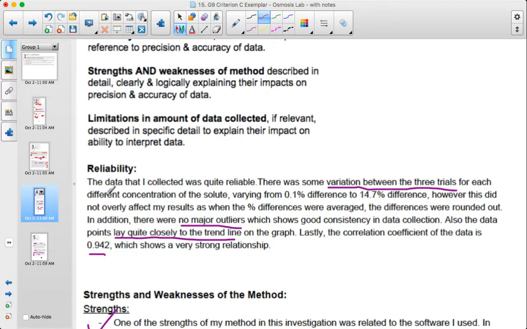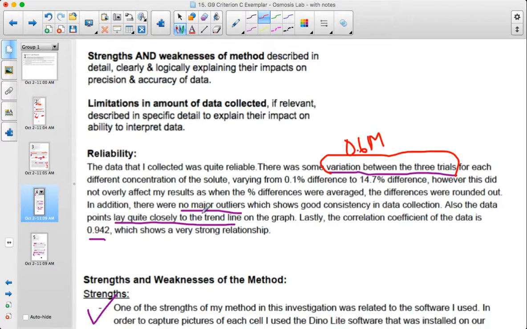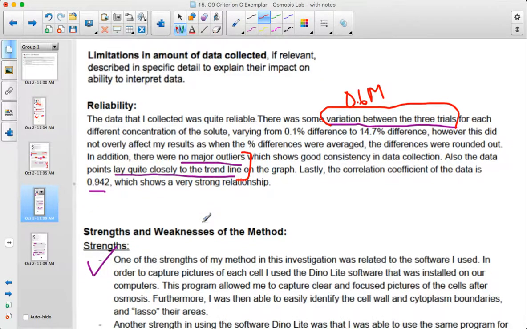The student says the data that I collected was quite reliable. There was some variation between the 3 trials, and I think that the student could really point this out, be more specific, that it was really that 0.6 molar trial that seemed to have the largest amount of variation. The biggest lack in precision was in that trial, but that in most of the other trials, the percent difference values were quite close together. The student also says that there are no major outliers and that the points all lie very close to the trend line. As we already discussed, I don't really agree with that, and I think the lab would be stronger if the student more honestly assessed how close the values were to the trend line.